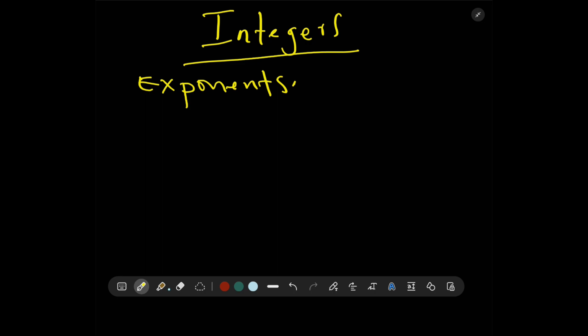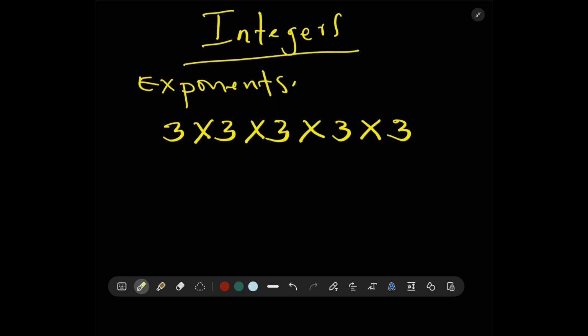I like to start with examples. So let's say we have 3 times 3 times 3 times 3 times 3. This is 3 in how many places? Just count the number of threes you have: 1, 2, 3, 4, 5. So this is 3 in 5 places, okay? We wrote 3 times 3 times 3 times 3 times 3. So 3 in 5 places.